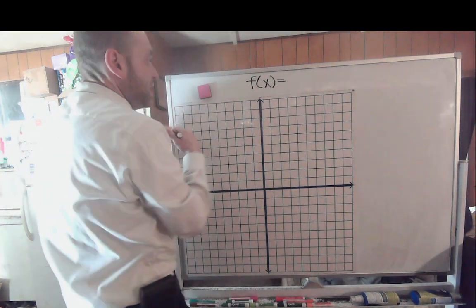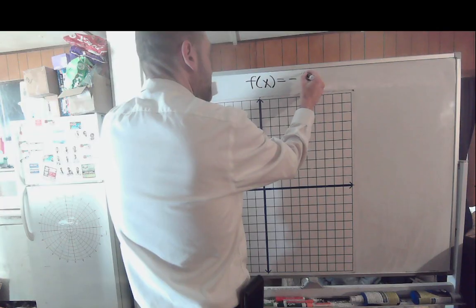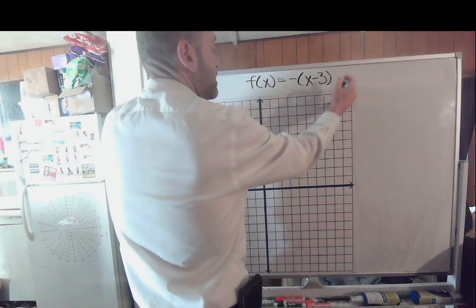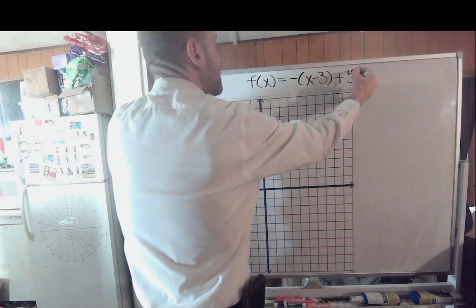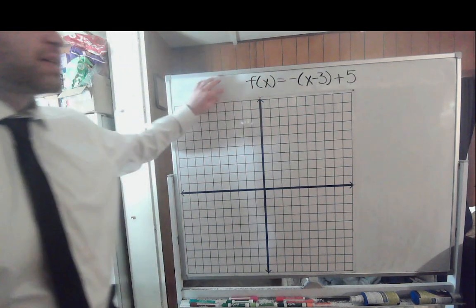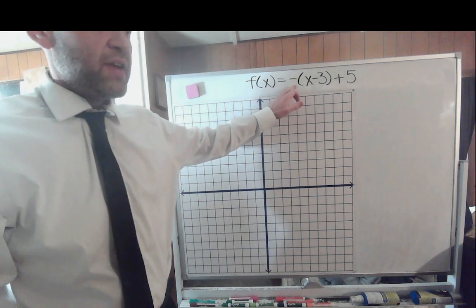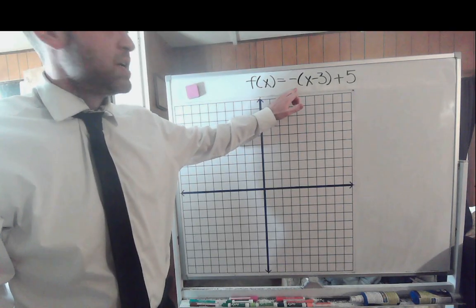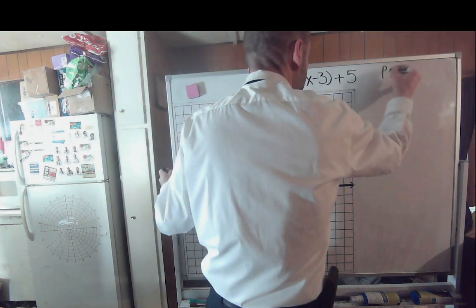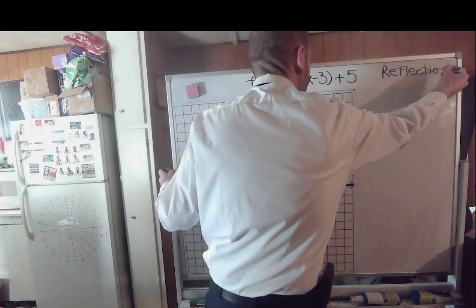Let's say I have the negative of f of x minus 3 plus 5. So what is going on with the original graph of f of x? Well, I have a negative outside of the parentheses, so that means I have a reflection in the x-axis. We can get that for certain. A reflection in the x-axis is a given.